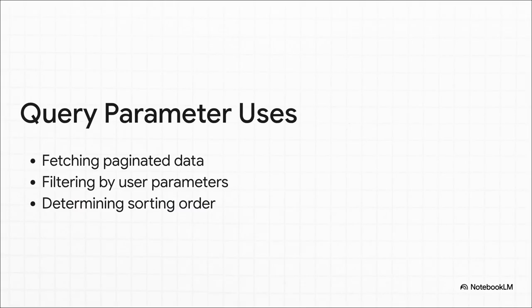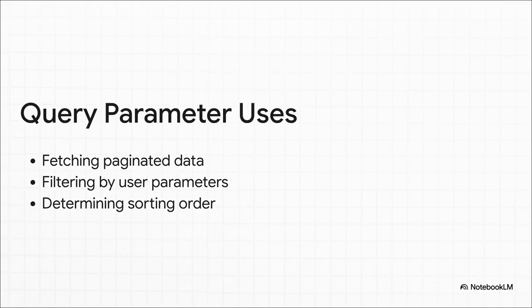So where do we actually use query parameters out in the wild? Honestly, all the time. A massive use case is fetching paginated data. If a server has 10,000 books, you definitely don't want to load them all at once. You might only want 20. So you use query parameters to say, hey, give me page 2 and limit the results to 20.